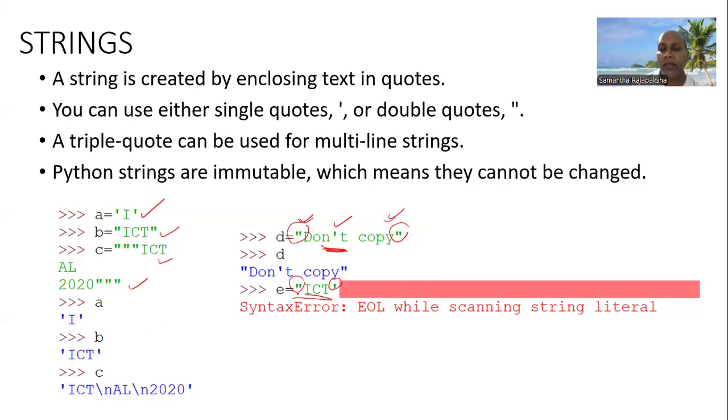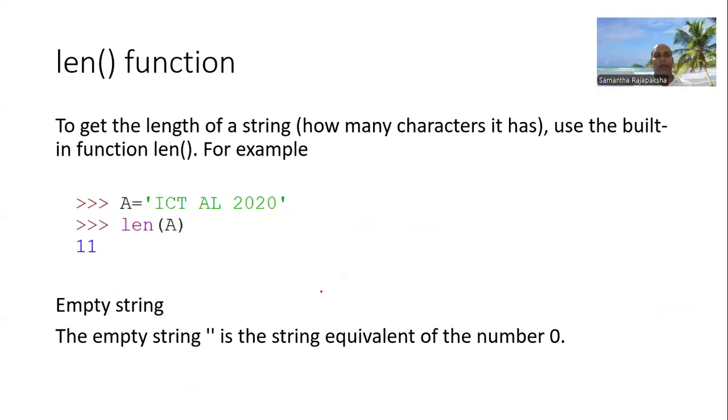Then it gives an error message. Then there's a function called len. This will measure the length of the string. Now in this one you can see how many characters we have: 1, 2, 3, 4, 5, 6, 7, 8, 9, 10, 11. So you get 11 characters here. So you can measure the length using the len function. It's a built-in function in Python. You can measure the length.